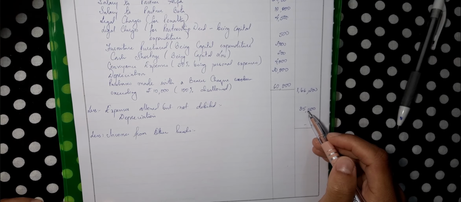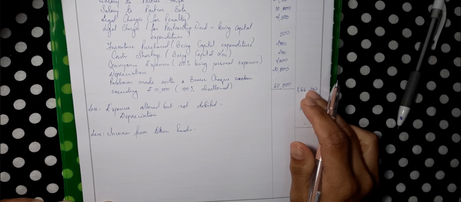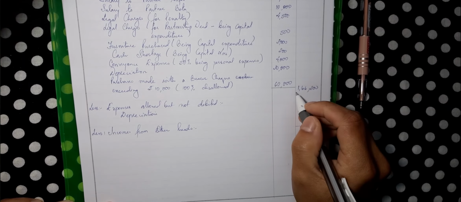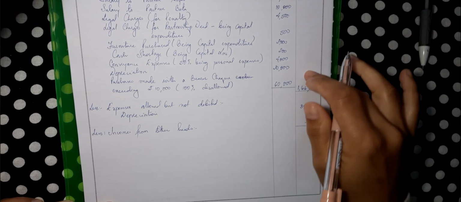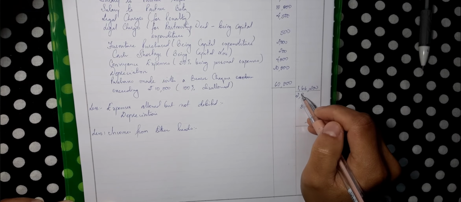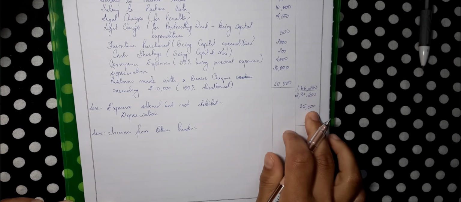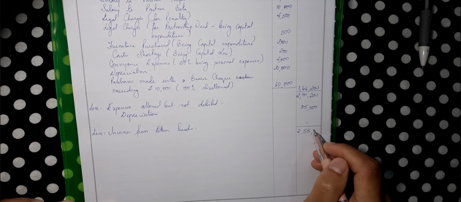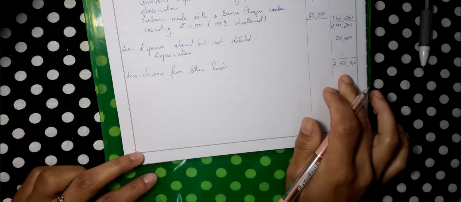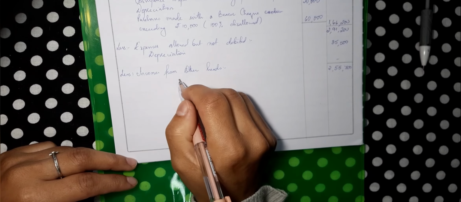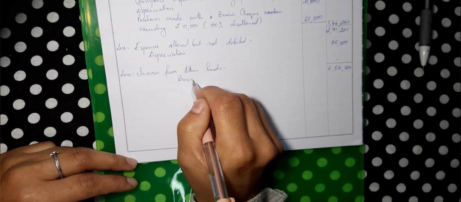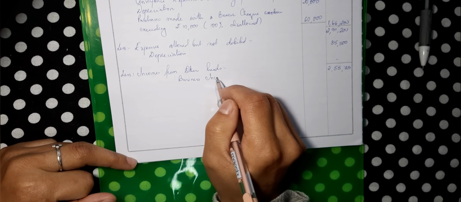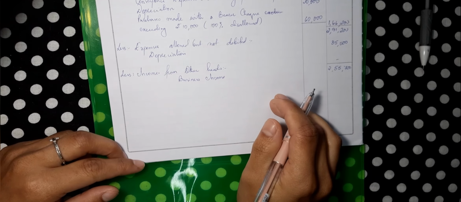1,66,200 plus 35,500, and plus 1,25,000 also. Let's add these two first and then after that we'll do the further calculation. 2,91,200 minus 35,500 should be 2,55,700. Now this is the actual profit of the firm. This will be business profit or business income for now. Okay, this is our business income for now.